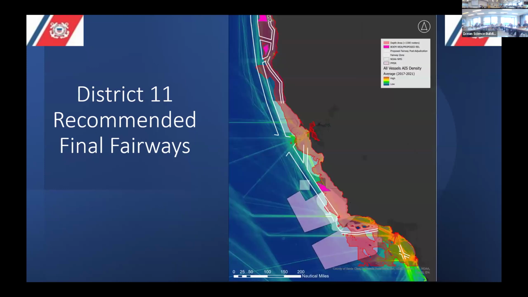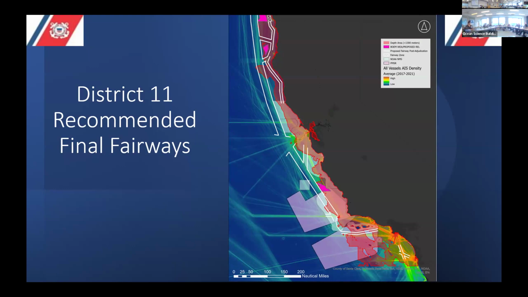Next slide, please. So this is the District 11 recommended fairways, and as you can see again, the 1,300 meter curve, and then their proposed fairways are the white lines up and down the coast. You can see the proposed wind energy areas off of Morro Bay and off of Humboldt Bay.